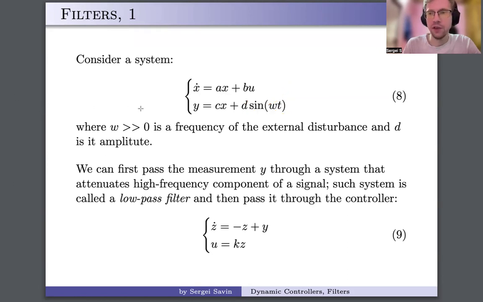Well, the way we can do it is to pass the measurements y through a system that would attenuate high frequency components. Attenuate means to squish them down, right? High frequency components, let's say they were amplitude 0.1. We want to make them amplitude 0.001, right? We want to squish them, make them small, insignificant.